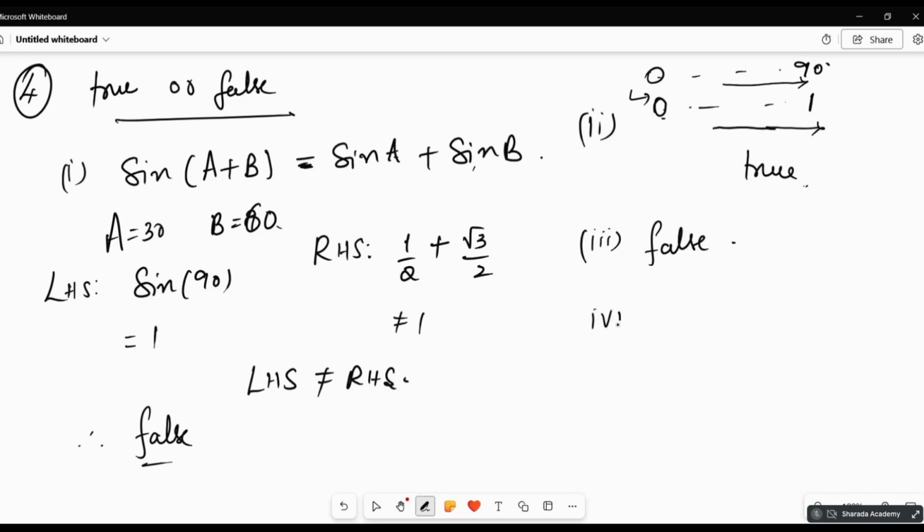Next, fourth one. Tamanna, what is the answer? Sin theta is equal to cos theta for all values of theta. Because sin 30 is not equal to cos 30, it is equal only at 45 degree, correct. So it is false. Bhavi, next one. What is the answer? Cot A is not defined for A is equal to 0. True. What is cot 0? It is not defined.